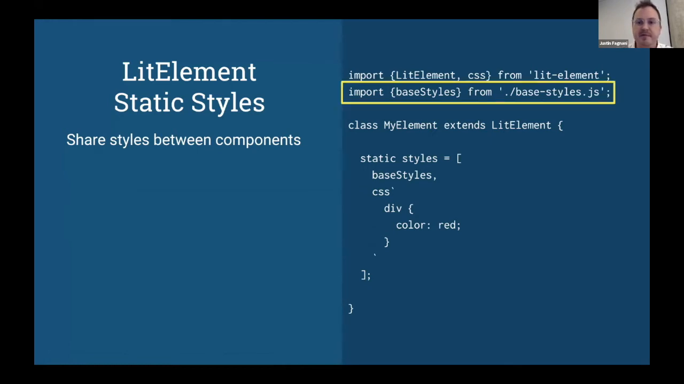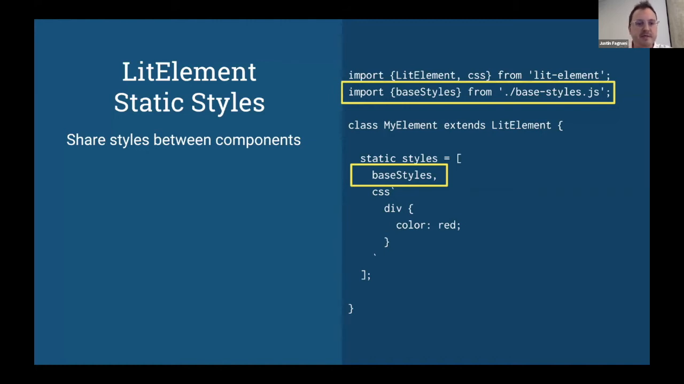So here I have an example where you import some base styles that were defined with that CSS tag from a common module. And then you can combine them with the styles for a particular element. So styles can also be an array. And so you can put them in order and share style sheets and override them with your own local styles later. So this is really, really nice for ergonomics.